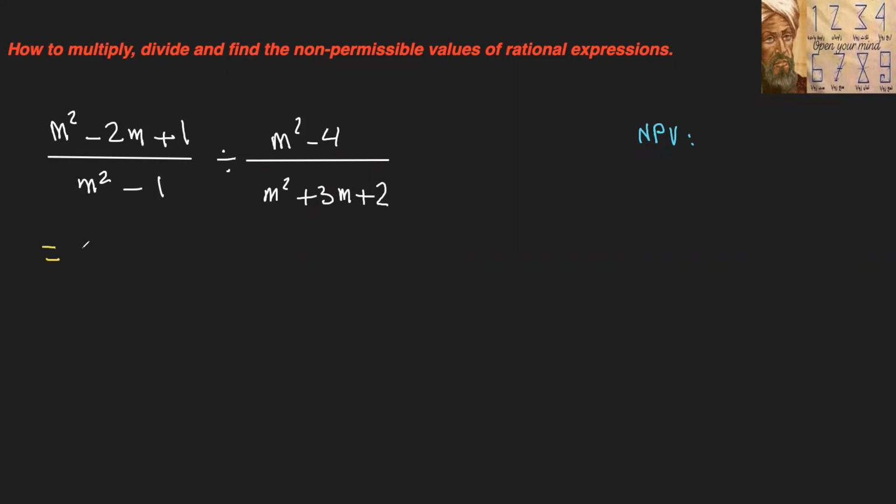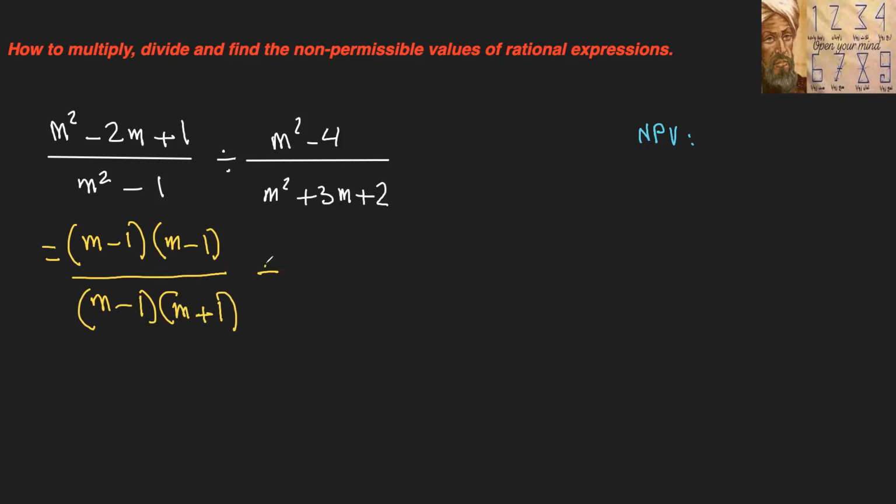So we factor, this gives me m minus 1 times m minus 1, because when you factor, you're looking for 2 numbers that multiply to give you +1 and add to give you -2. -1 times -1 will give you +1, and -1 minus 1 will give you -2. And then this one here is the difference of 2 squares. So the difference of 2 squares just gives you m minus 1, m plus 1 when you factor it, divided by, this is again the difference of squares, so I'm going to have m minus 2, m plus 2.